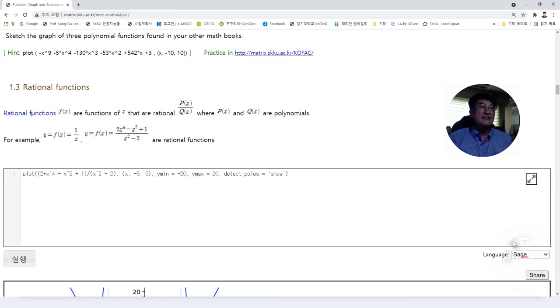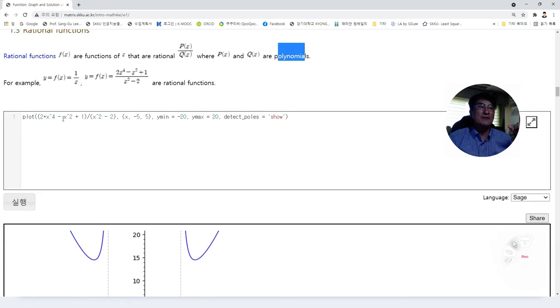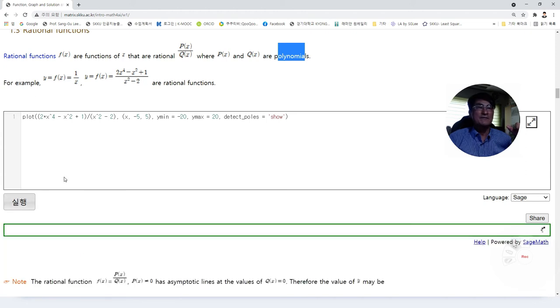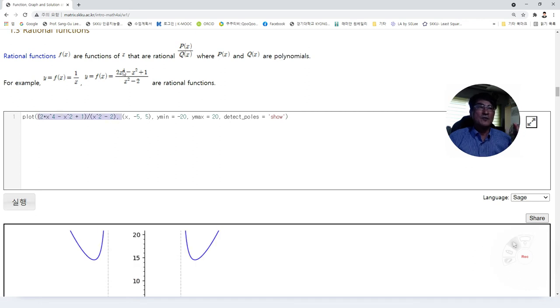Next, rational functions are functions of x where the numerator and denominator are both polynomials. For example, y is equal to 1 over x, or y is equal to 2x minus x squared plus 1 over x squared minus 2. Something like this. Each of the numerator and denominator is a polynomial, so this function is a rational function.